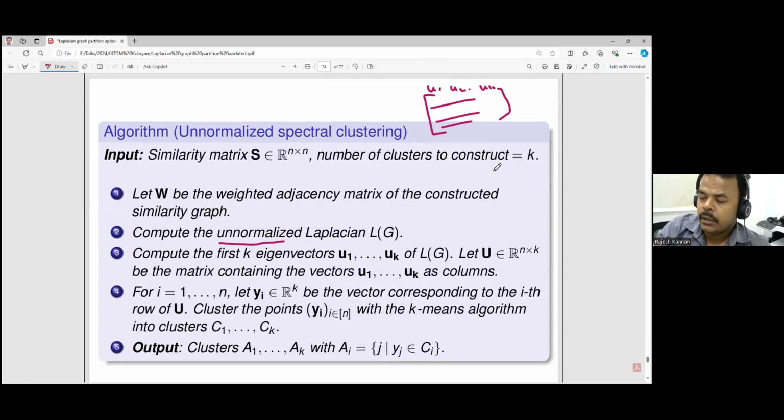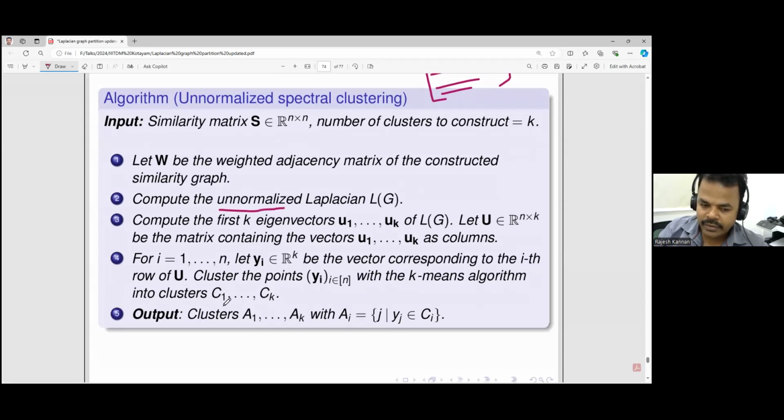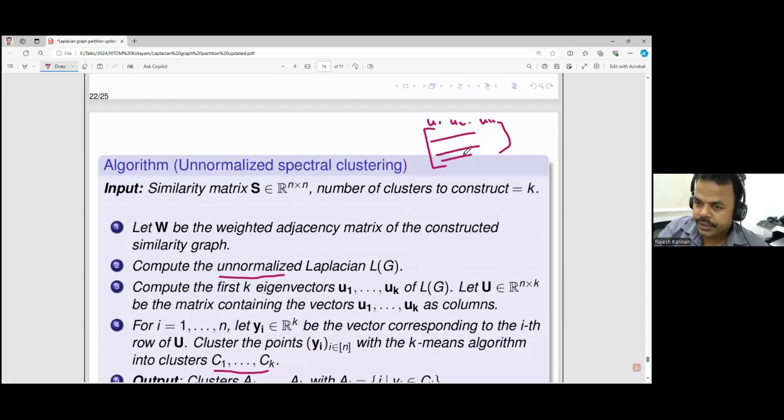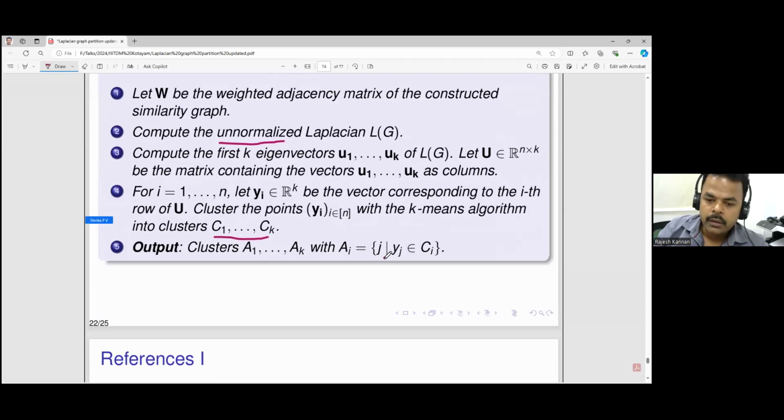Every cluster will contain some data points, and corresponding to each data point, look at the original data point it represents. By original data point, I mean look at the row number. The row number will give you the identity of the original data point. In that way you can form clusters. That's what I have written here. You can form these clusters C1, C2, up to Ck, by clustering these rows, and then you give the cluster for the original data points.